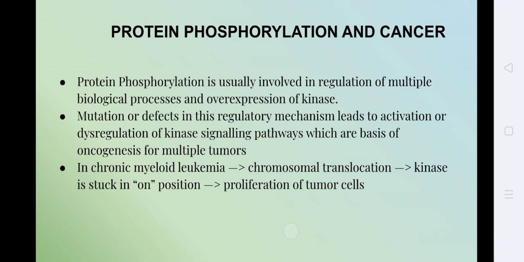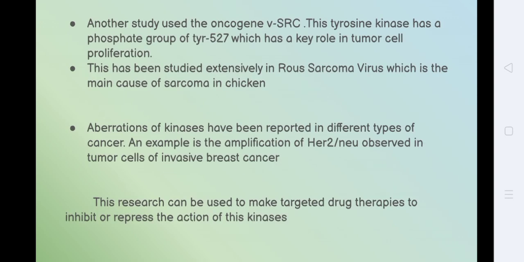There is also another study wherein the oncogene v-Src is used. Here the tyrosine kinase has a phosphate group at TYR527 which has a role in tumor cell proliferation. The study of this oncogene is extensively done with Rous sarcoma virus, which is the main cause of sarcoma in chickens. Also, kinase aberrations are found in various types of cancers. For example, there is amplification of HER, which is observed in breast cancer.